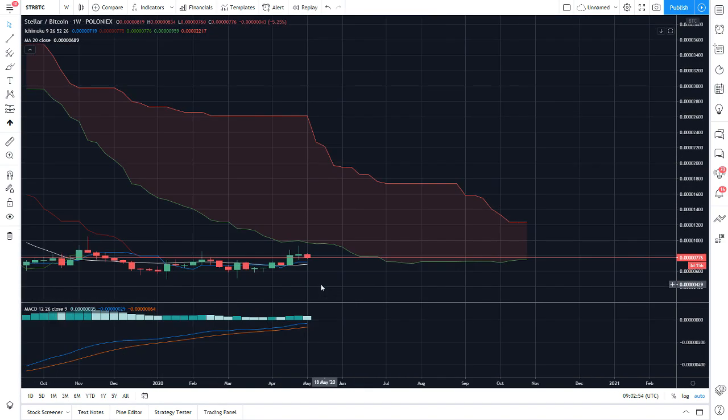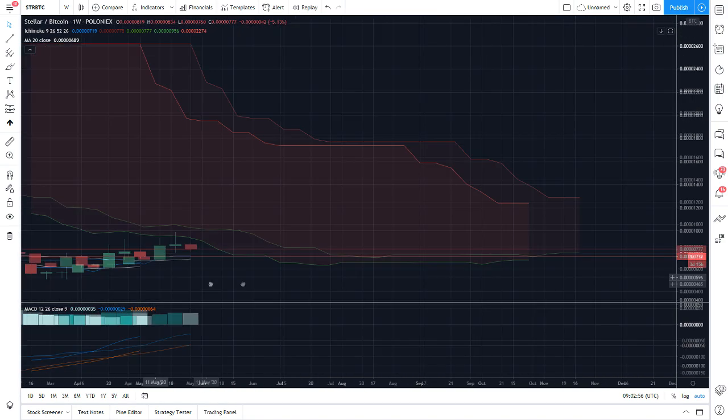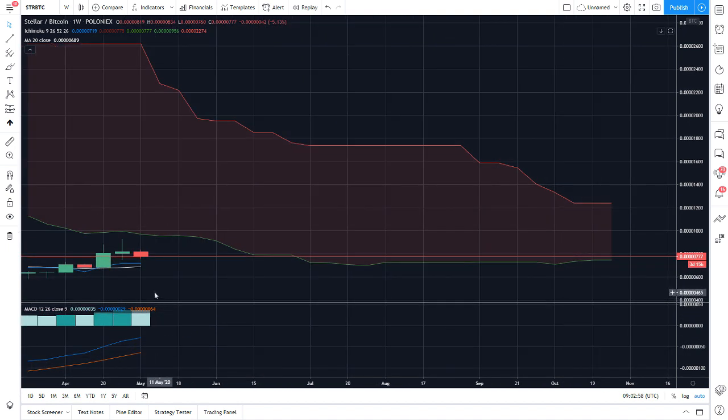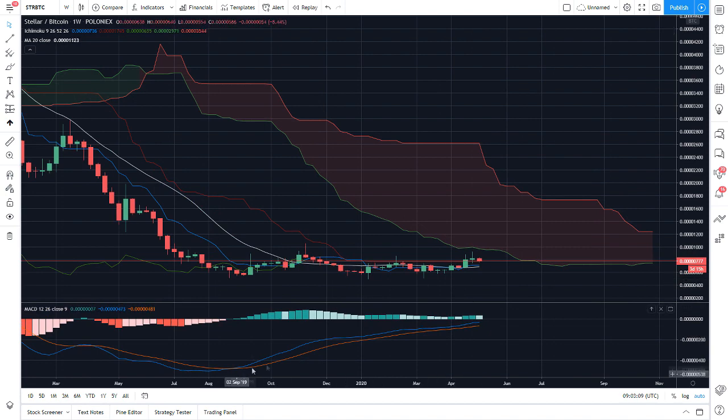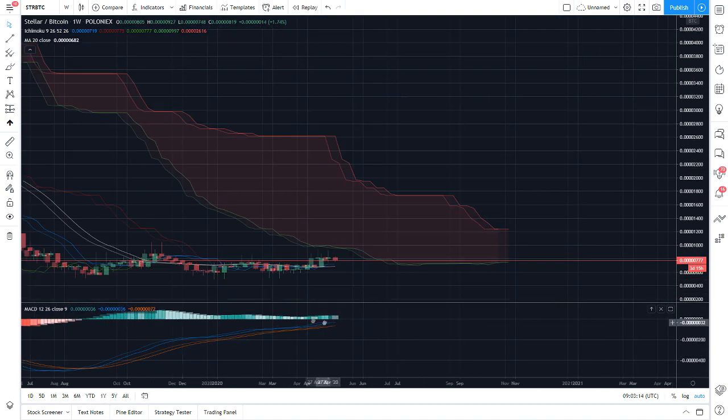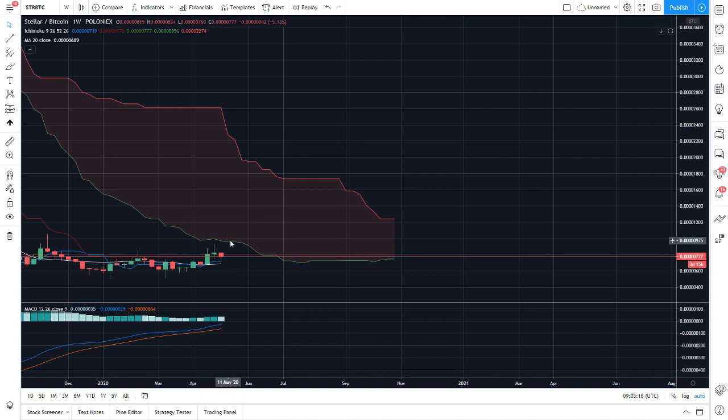I still hold a position in Stellar. I do have a stop loss. So if it goes under 700 sats, it might trigger my stop loss. So yeah, right now on the weekly time frame, you can see that we are still in the bull territory, but we have a huge resistance ahead of us. The resistance right now is at around 960 sats.